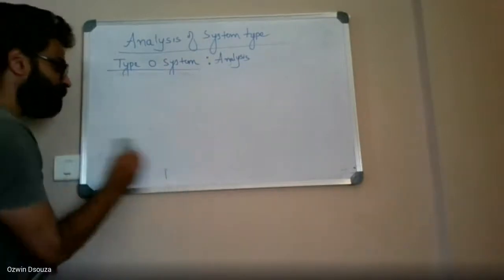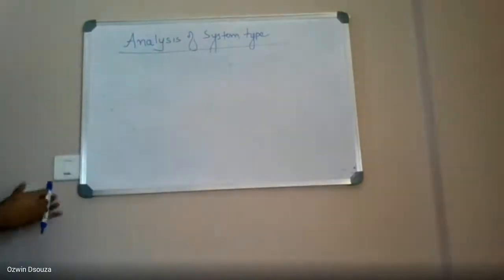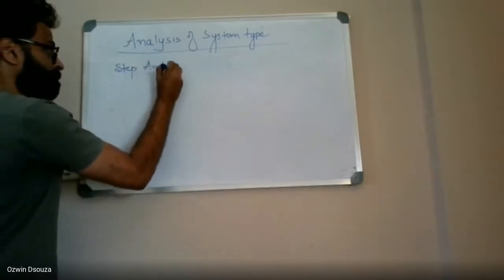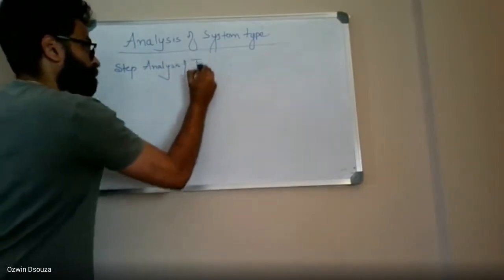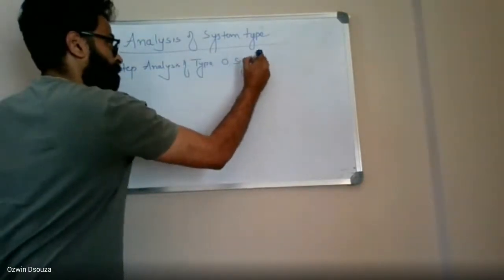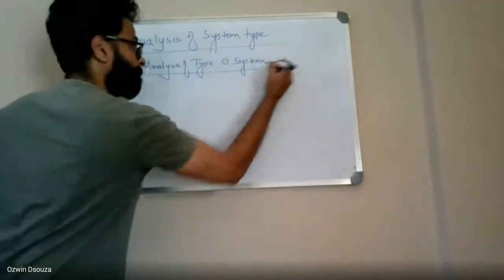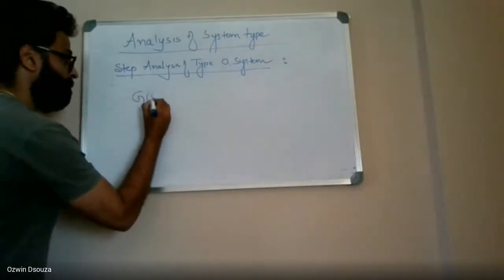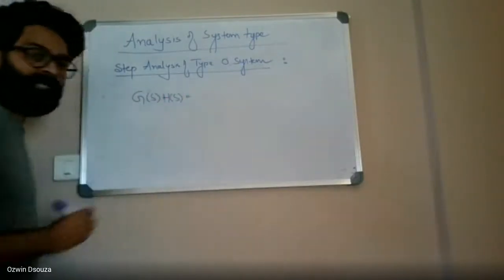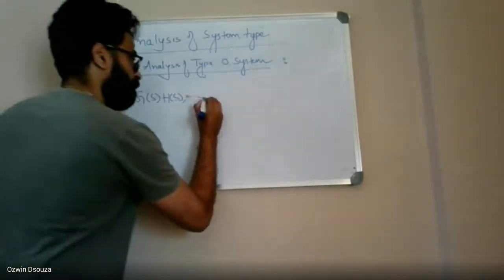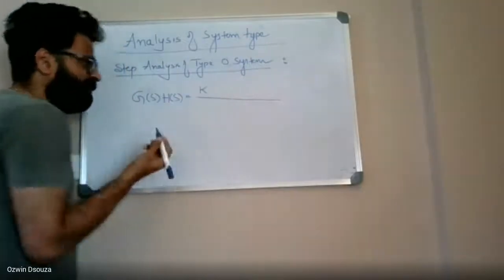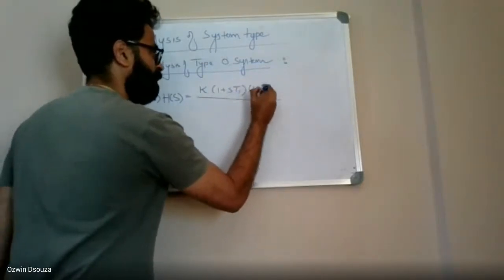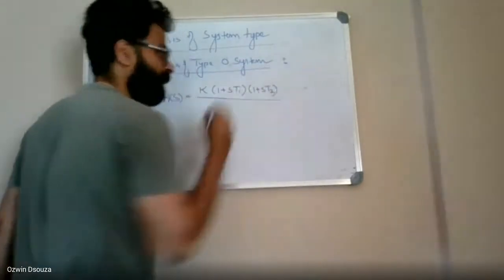So when you consider step input, the analysis becomes step analysis of type 0 system. Okay. So let's consider a type 0 system. Let us say G(s)H(s), these are open loop transfer function. Okay. So let's consider type 0 system. Say (1 plus sT1), (1 plus sT2), so and so forth.